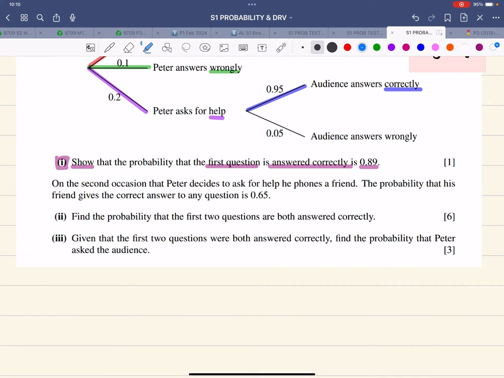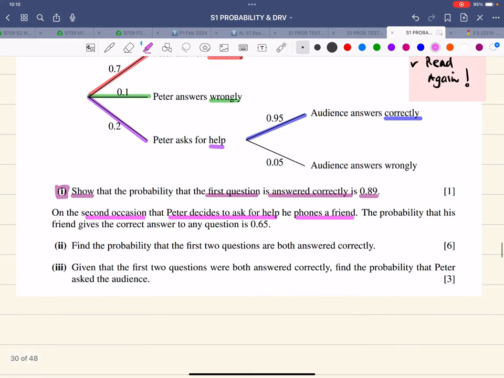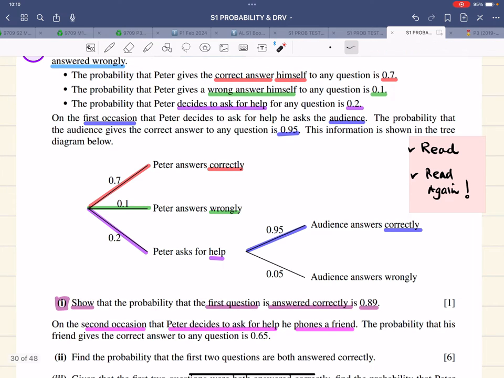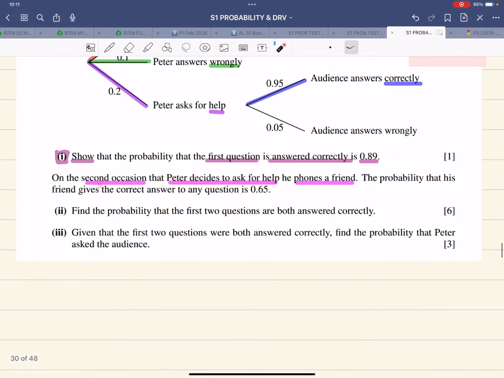Now it says on the second occasion, let me make it thinner, that Peter decides to ask for help, he phones a friend. So over here, the first occasion, he asked the audience, and this is the probability of getting it right. On the second occasion that Peter decides to ask for help, he phones a friend. The probability that his friend gives the correct answer to any question is 0.65.